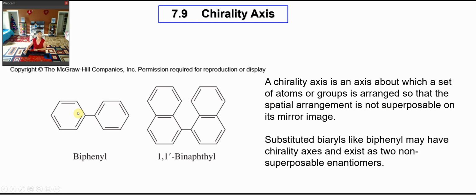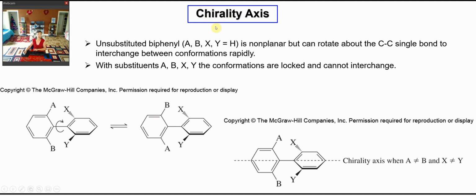So if you have a further enlarged molecule, such as this biphenyl molecule, 1,1'-binaphthyl, these different molecules can have a chiral axis. A chiral axis refers to an axis about which a set of atoms or groups is arranged in such a way that you can see the spatial arrangement is not superposable on its mirror image. The substituted compounds may have a chiral axis, and therefore you are going to figure out there are two non-superposable enantiomers.